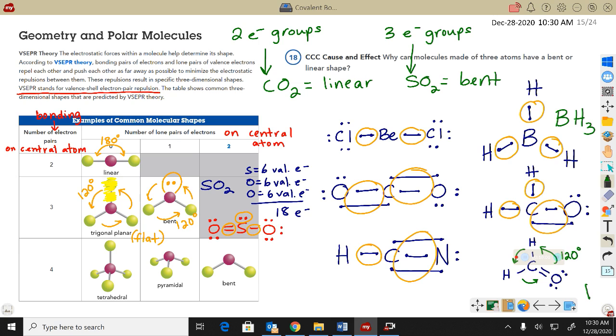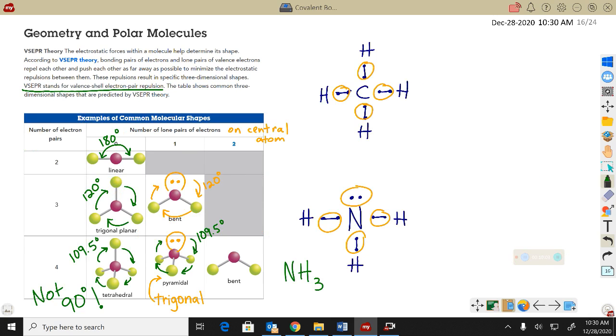planar. But the difference now is that in NH3, I've got a fourth electron group. So there's more repulsion. The electron groups are now going to be less than 120 degrees. They're less than 120 because I have another group of electrons. There's four things that are repelling on the central nitrogen. So the angles are actually about 109.